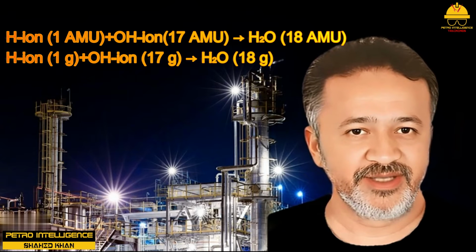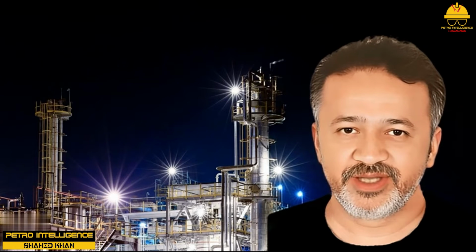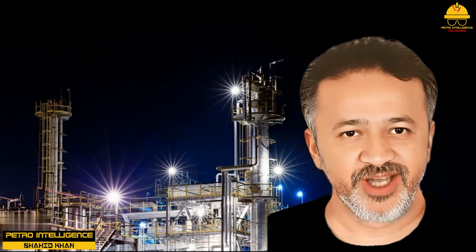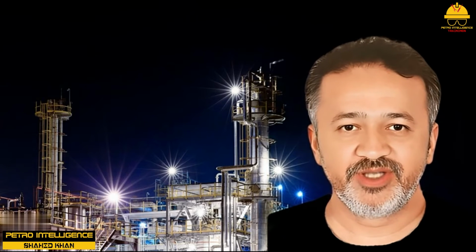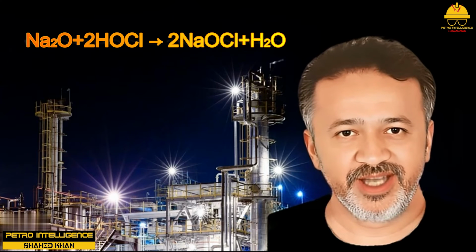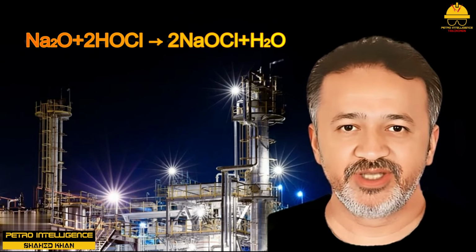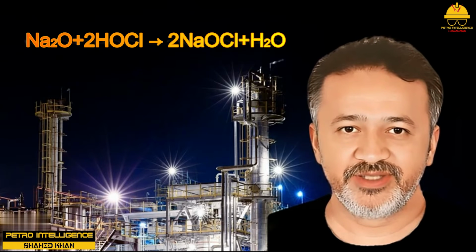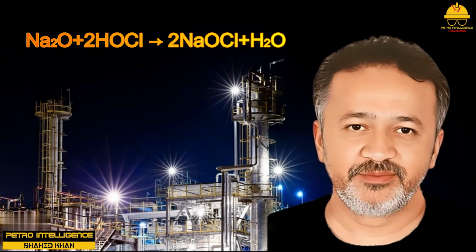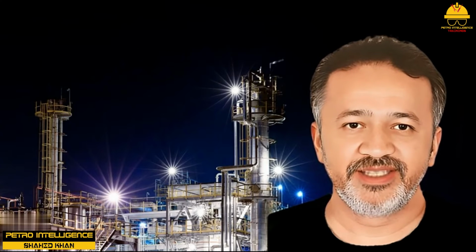The equation is balanced. Determining whether a chemical equation is balanced can also be done by simply listing the reactants and the products and making sure the totals for each element are the same on each side of the equation. Na2O plus 2HOCl reacts to give 2NaOCl plus H2O. Reactants are 2 sodium, 3 oxygen, 2 chlorine and 2 hydrogen, and products are 2 sodium, 3 oxygen, 2 chlorine and 2 hydrogens. This chemical equation is balanced. Now, let's look at another equation.